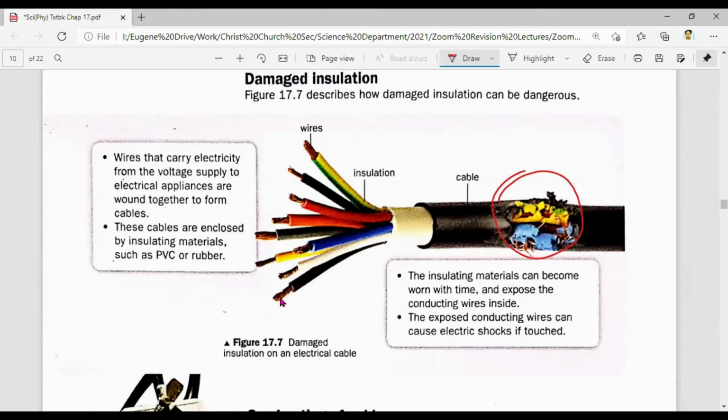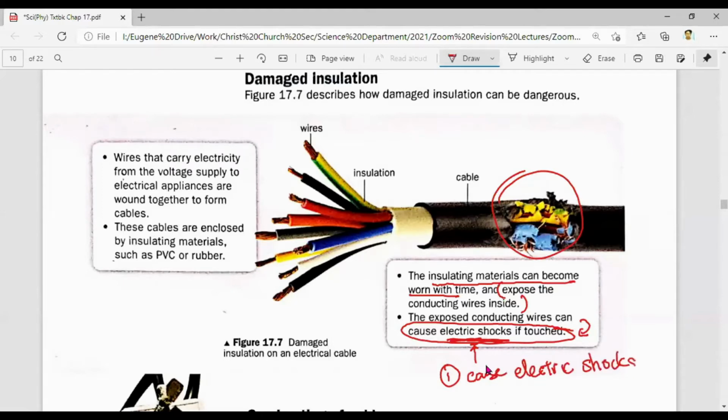When you keep twisting it, the insulating material can become worn with time. So the key idea here is when it becomes worn, it exposes the conducting wires. And when the wires are exposed, when people touch it, they can get an electric shock. So the key idea here: exposed conducting wires can cause electric shocks. One danger is that electricity can cause electric shocks.